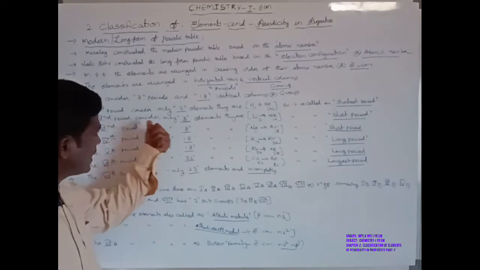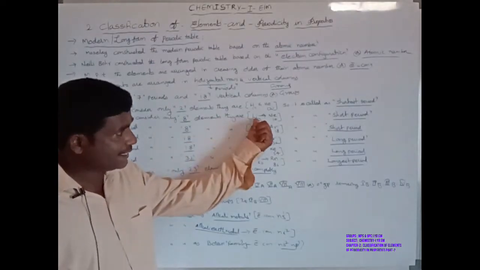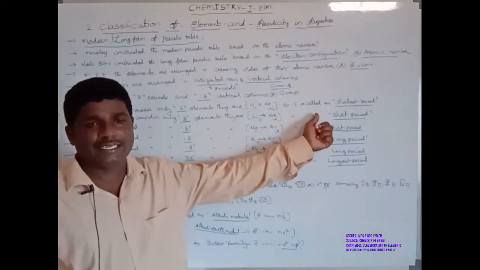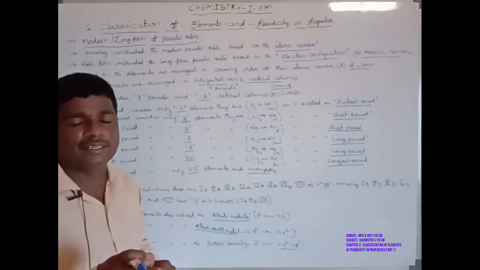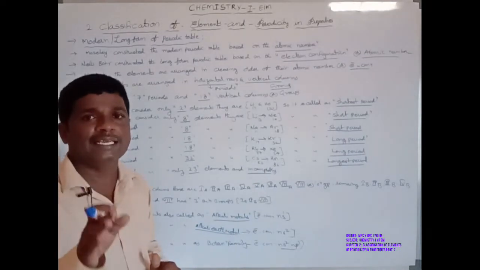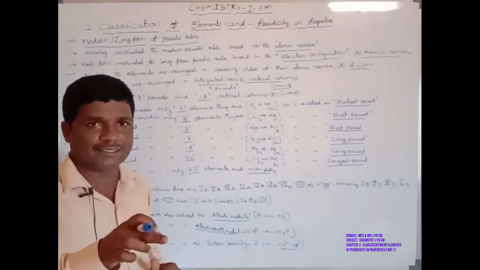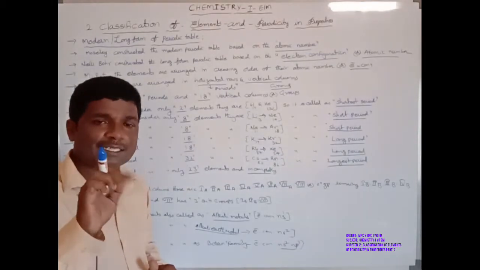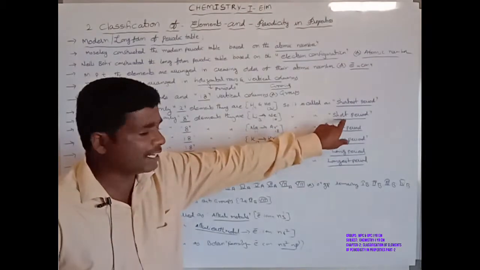The second period consists of only 8 elements, those are lithium to neon. So it is also called a short period. In the modern periodic table, the second period is called a short period due to the presence of only 8 elements, lithium to neon. Totally 8 elements are in the second period.